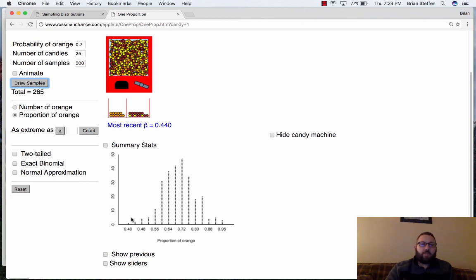We notice that the very smallest one is 0.4, and the highest one is 0.96. So while they're not all equal to 0.7, they're going to be centered at about 0.7. There's 0.72. And the further you get away, the less likely it is that those things happen.